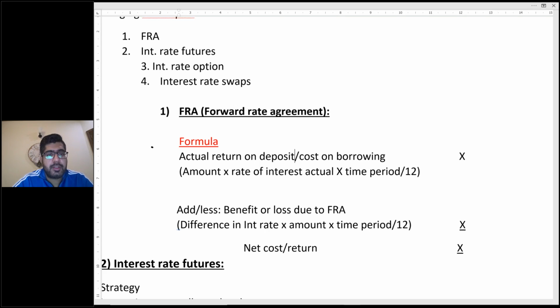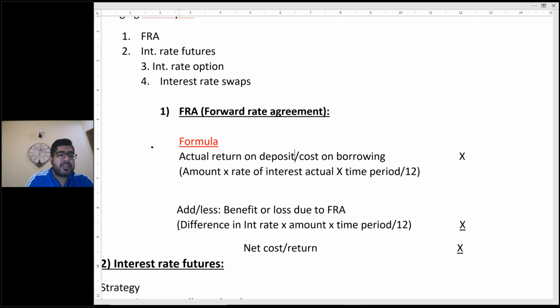Okay, how is that computed? There's a formula: amount into actual rate of interest into time period over 12. And then you need to add or less the benefit or loss due to FRA. How do we get the benefit or loss due to FRA? It's the difference in interest rates, between what is in the market and what was the FRA rate committed, into amount into time period over 12. Add or less the benefit or loss due to FRA, and you get net cost or net return.